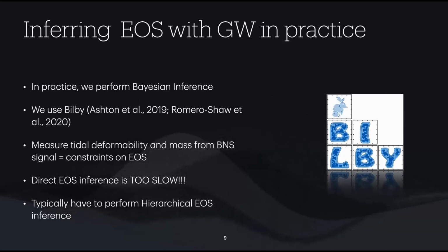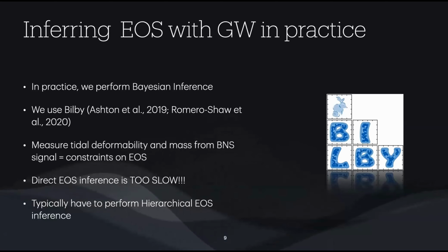This performs Bayesian inference and lets us measure tidal deformability and mass for binary neutron stars, along with a lot of other things. However, if we want to directly infer the equation of state parameters, so this parameterized version, this piecewise polytrope, that would involve numerically solving the TOV equation many times, and that's too slow. So typically this is done using a form of hierarchical inference.